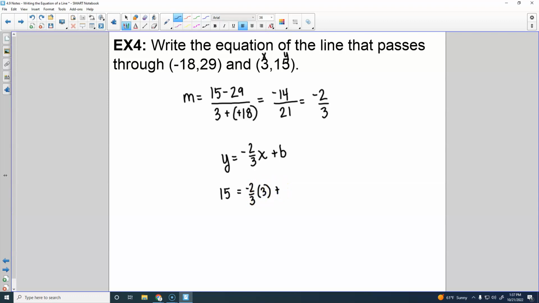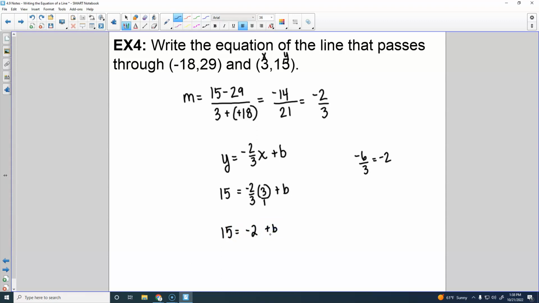Good. Perfect. What is negative 2/3 times 3? All right, we're going to put this over 1. We'll get negative 6 over 3. What is negative 6 divided by 3? Negative 2. All right, so we get 15 equals negative 2 plus b.